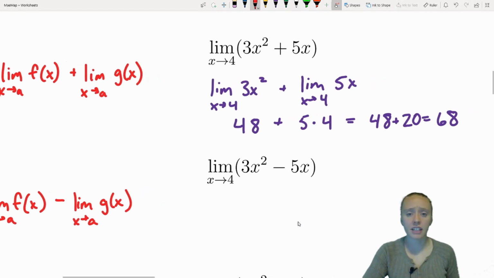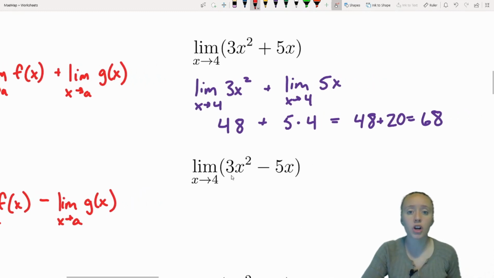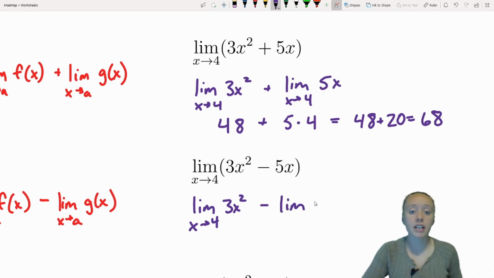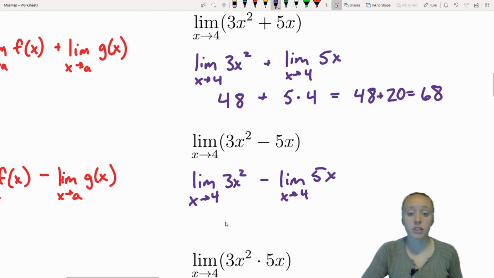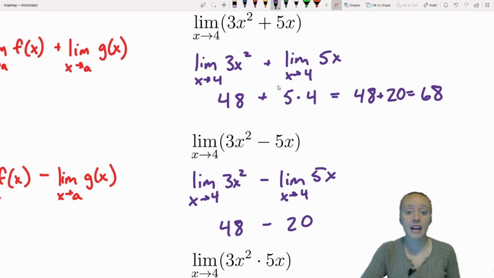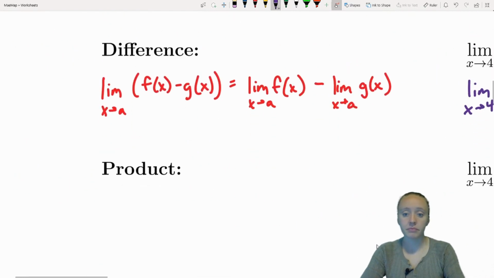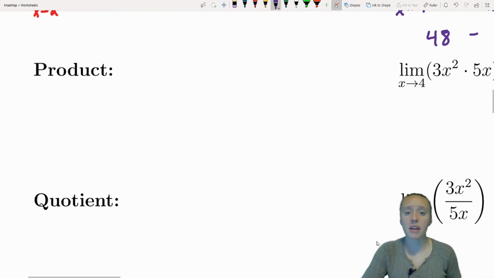And I made these examples straightforward so we don't have to do as much work. When we split this limit up, we'll have the limit of 3x squared as x approaches 4, which we've already calculated, and we're going to be subtracting the limit of 5x as x approaches 4, which we also already have calculated. This first limit was 48, and that second limit we got was 20. So as opposed to adding them like we did up above, we're just subtracting. 48 minus 20 is going to give us 28. The next rule we'll discuss is going to be the product rule.